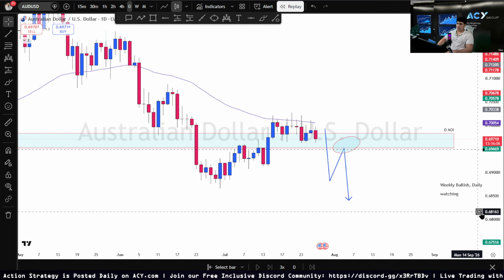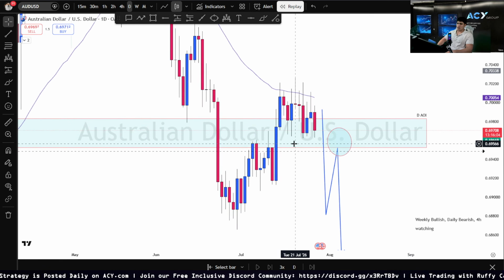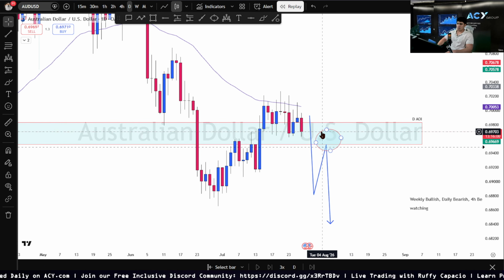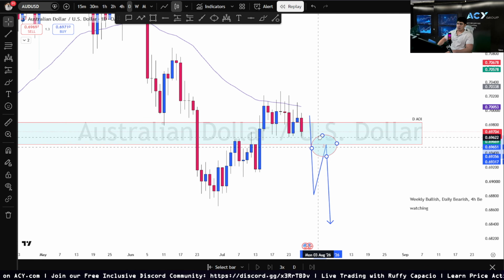Next, AUD USD, wait for the breakout below this daily support level so that we will be interested in looking for sells after the market has its break and retracement.